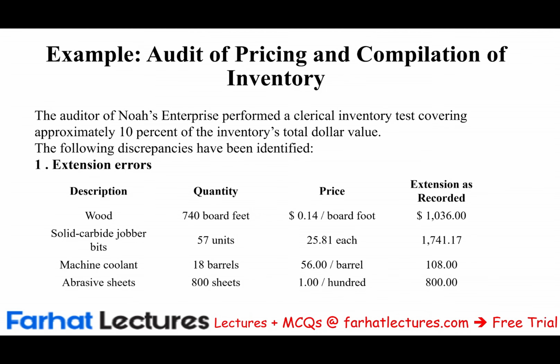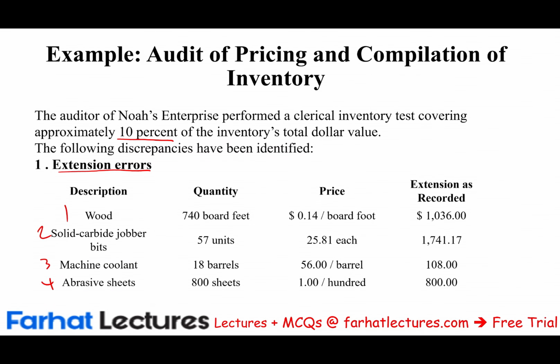So we have the auditors of Noah's Enterprise perform a clerical inventory test covering 10% of the inventory's total dollar value. The following discrepancies have been identified. So the auditor did the work and we find the following extension errors. We have 1, 2, 3, 4. We have 4 items and there is some sort of an extension error we're going to have to cover. We're going to have to figure it out later once we try to answer the questions.